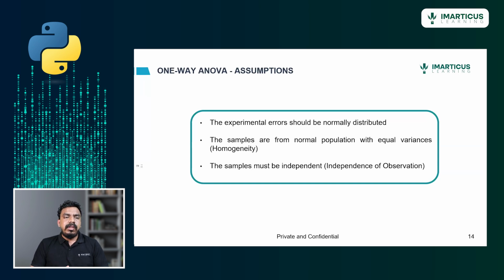In the same way, when we do the assumptions of linear regression, there too we have the assumptions called homogeneity and independence of observations. Homogeneity means there should be constant variance of error, and independence of observations means the observations must be independent of each other.